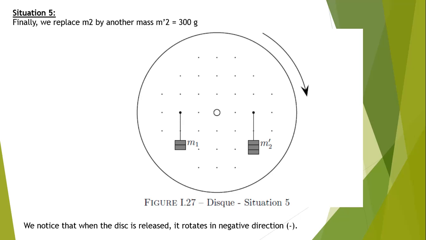Situation 5. If we replace M2 by another mass M'2 equal to 300 grams. So in this case M'2 has a mass greater than the mass of M1, and M'2 is placed in the initial position of the mass M2. If we release the disk, we show that it rotates in the negative direction.